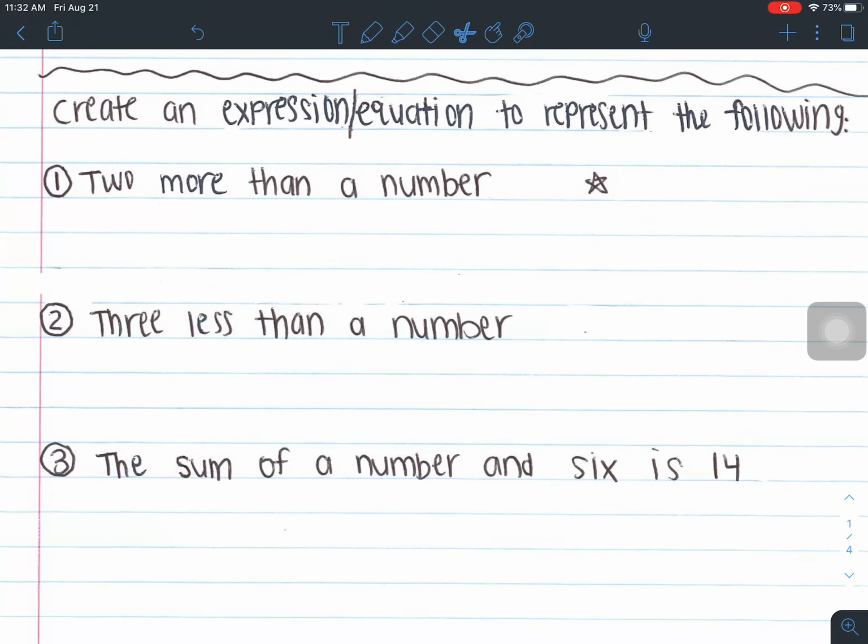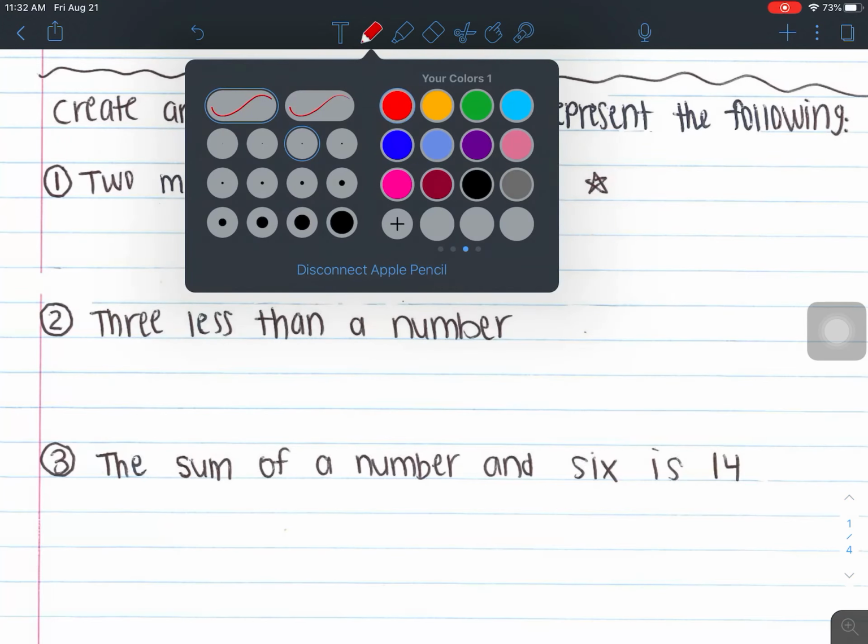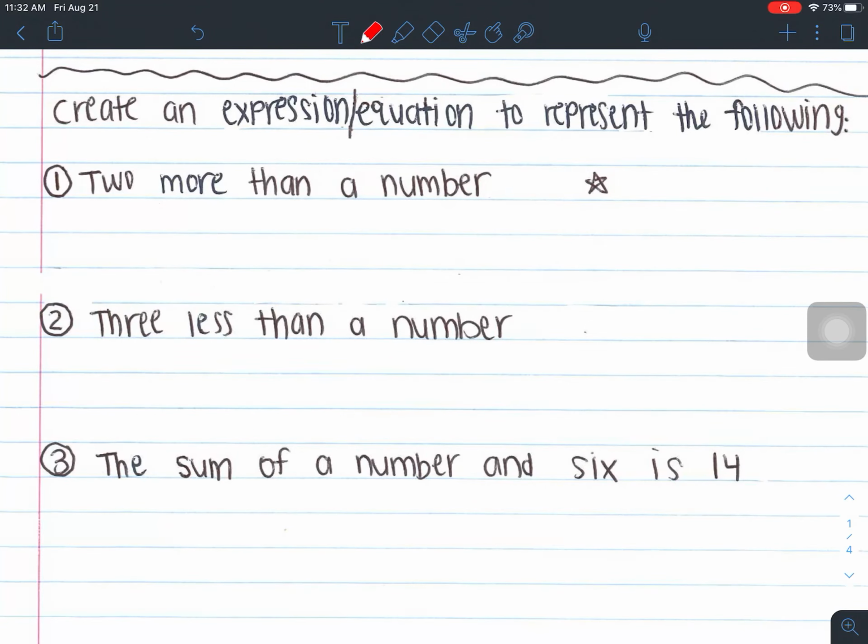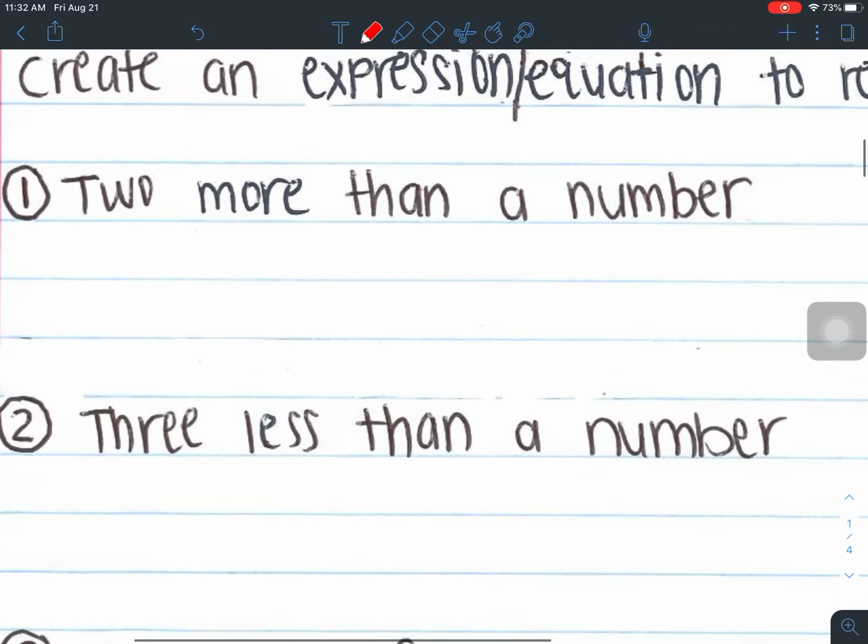All right, so we're going to start. Write an equation or an expression to represent the following. 2 more than a number. All right, now before we actually begin, I do want to mention that the key goal here is you want to dissect this piece by piece to make it as easy as possible for you. So 2 more than a number.